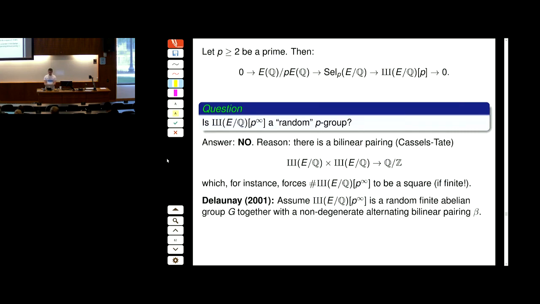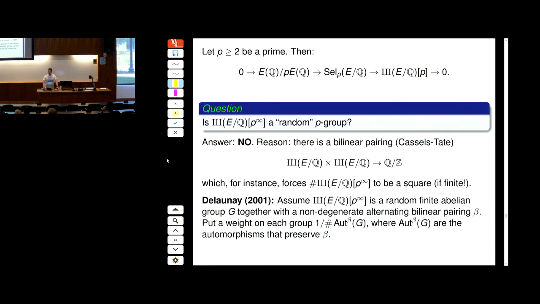Okay, so let's assume that it's a random abelian group, but it's symplectic. So assume that it's a random finite abelian group, G, with a symplectic structure. So there is a non-degenerate alternating bilinear pairing beta. Then is it random, but with that property? And it looks like it.